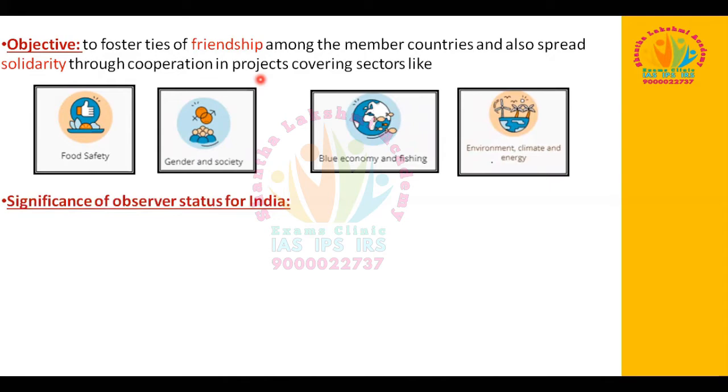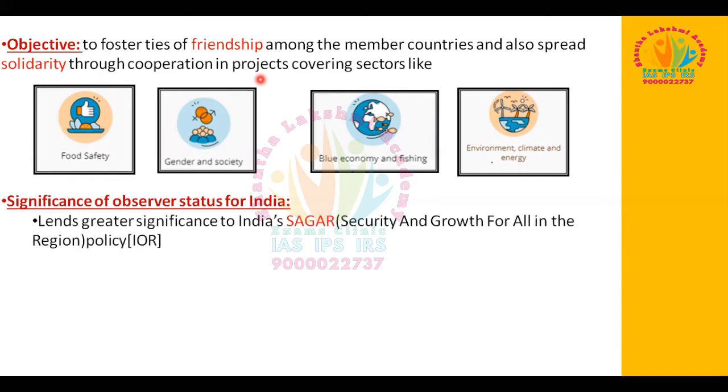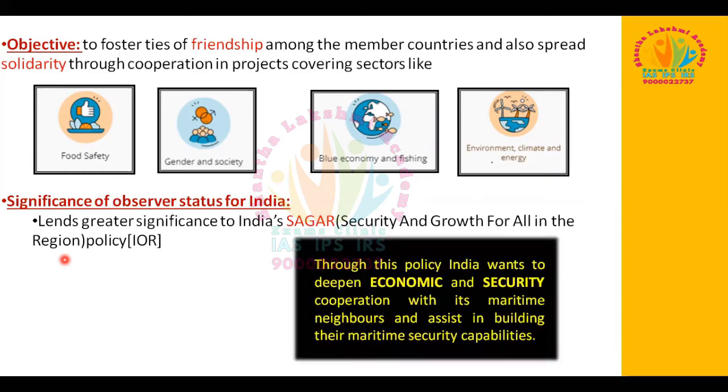Now, what is the significance of becoming an observer member of IOC for India? It lends great significance to India's SAGAR policy. SAGAR means Security and Growth for All in the Region. It was launched in 2015 and is India's strategic vision for the Indian Ocean region. Through this policy, India wants to deepen economic and security cooperation with its maritime neighbors and assist in building their maritime security capabilities.